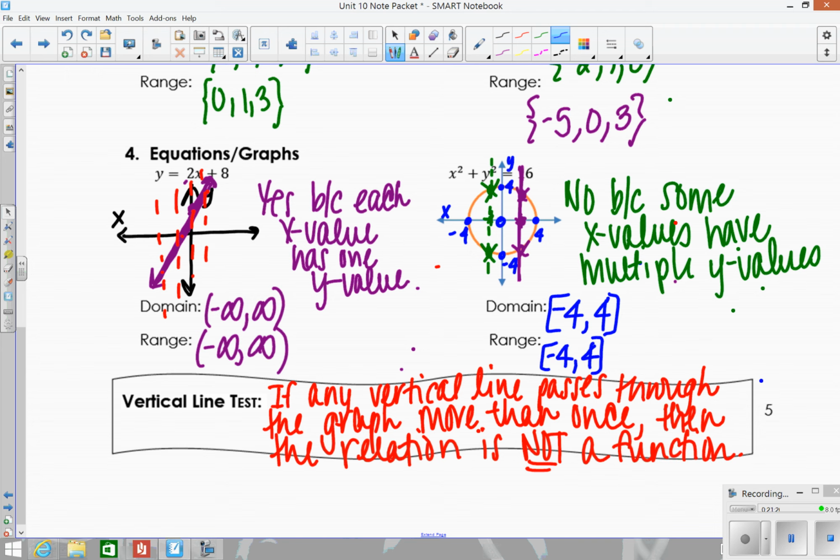So the range is going to be -4 to 4 as well. So those are the only y values that you could get out. These are the only x values that you can plug in.